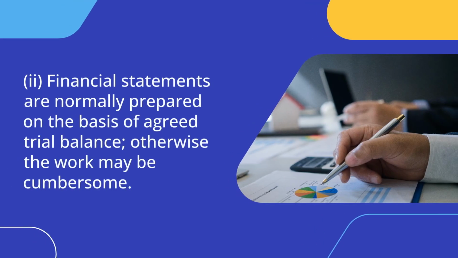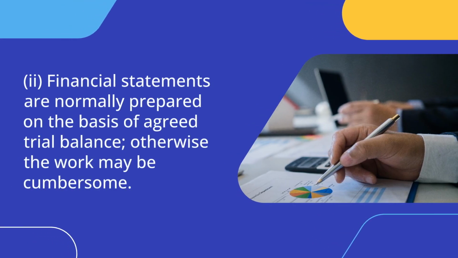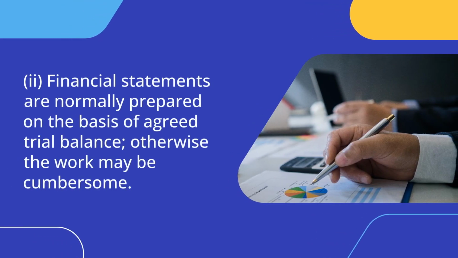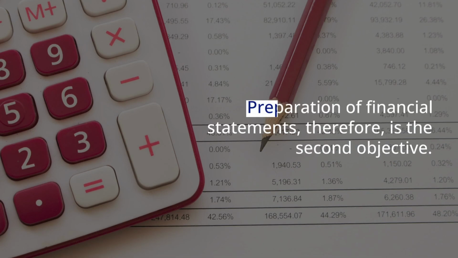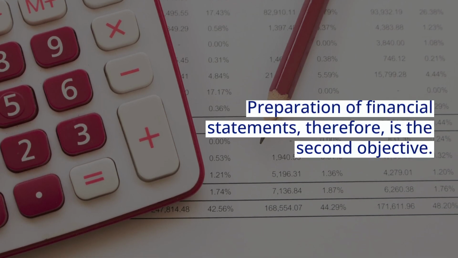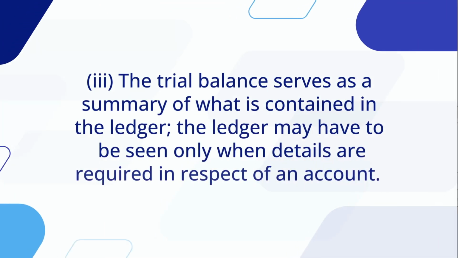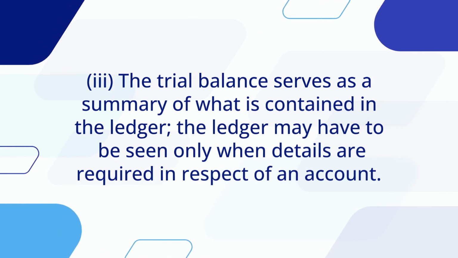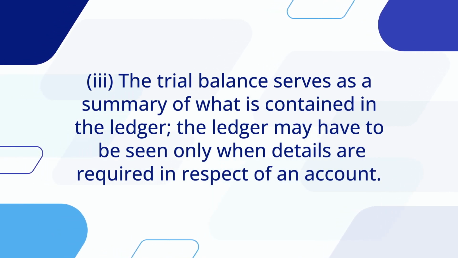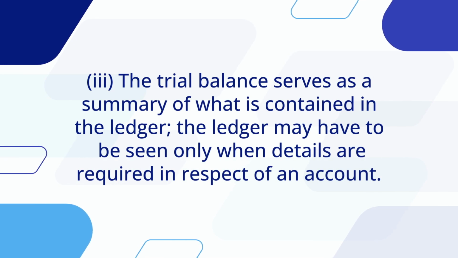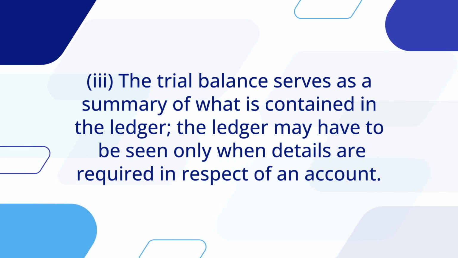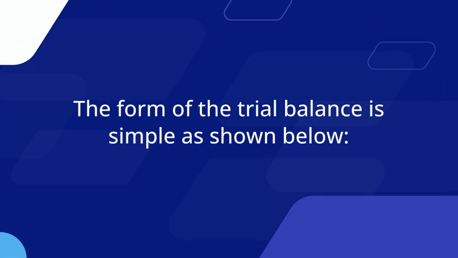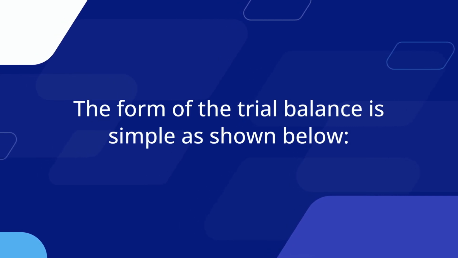Financial statements are normally prepared on the basis of agreed trial balance, otherwise the work may be cumbersome. Preparation of financial statements, therefore, is the second objective. The trial balance serves as a summary of what is contained in the ledger. The ledger may have to be seen only when the details are required in respect of an account. The form of trial balance is simple as shown below.